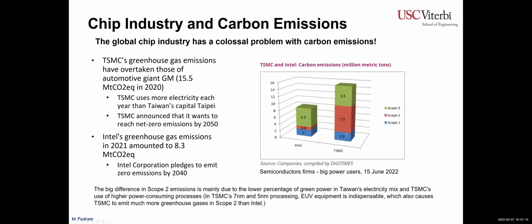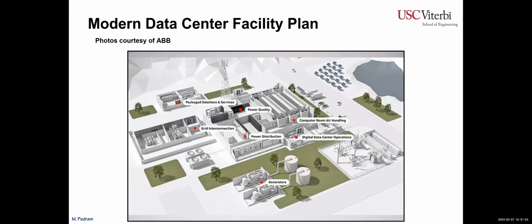The other reason is that TSMC is relying heavily now for its advanced nodes on EUV equipment, but they emit a lot more greenhouse gases compared to Intel, which has not gotten there yet, at least on a production basis. But remember these numbers in the order of 8 to 15, right, is for the biggest chip makers in the world, right? And this accounts for everything, from pre-use to in-use to after-use. All right, so then let's look at data centers.